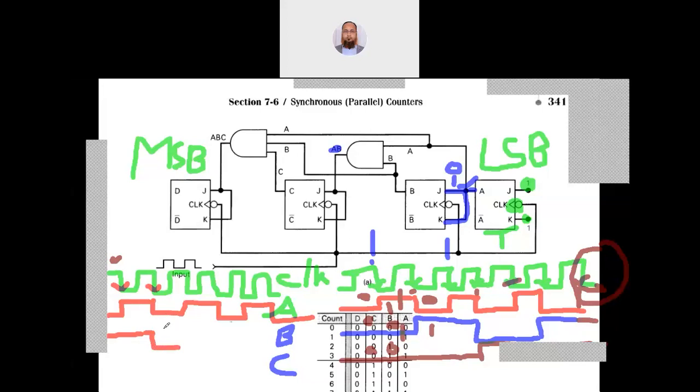Okay, because A is 0 here, A is 0 here, and the clock comes. So when A is 0, the state is maintained. So this will remain in the same state. Now what happens? This clock comes. Okay, so A is high, B will toggle the state. Okay, now A is low, clock comes, B will remain in the same state.